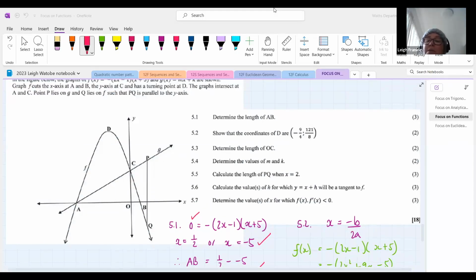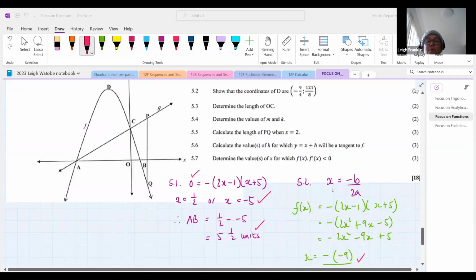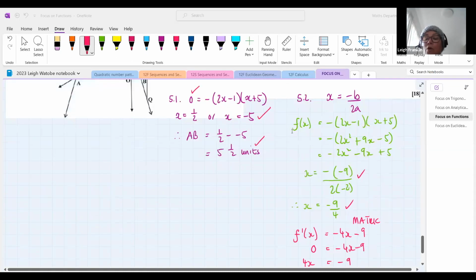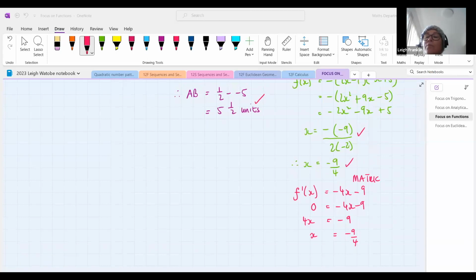I don't think there are any mistakes here. 11 over 2. Okay, so what's the difference between writing 5.5 units and 11 over 2? Is there a difference? It's the same thing, I'm afraid, Bokhang. Just check on your calculator and you'll see. All right, it's not wrong. No difference. There we go.